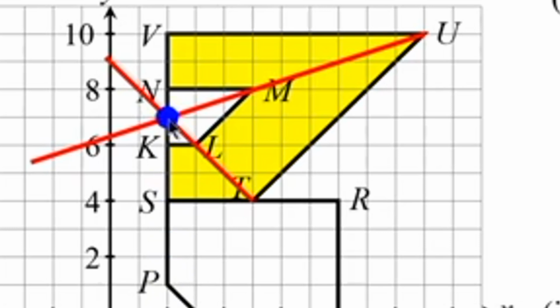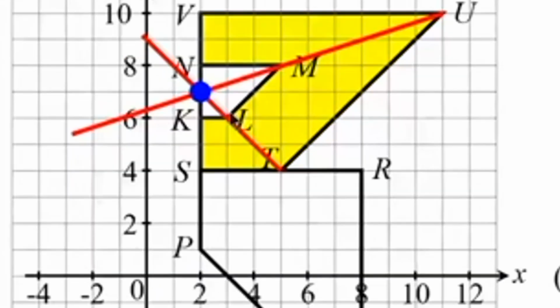I dotted the point of enlargement using the blue color pen. So later you have to read the coordinates of the blue point, which is 2, 7. Always label the point clearly so that you won't read the point of enlargement wrongly.